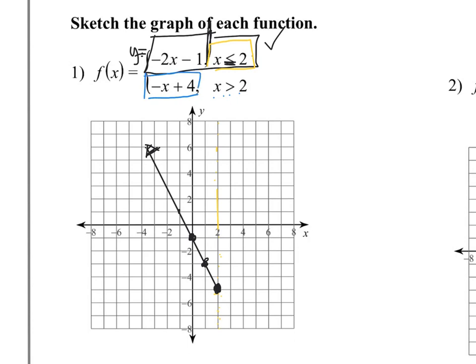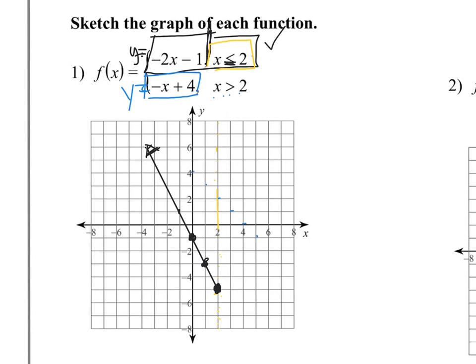So this, again, is just a linear equation. We're just going to plot y equals negative x plus 4. So we want our y-intercept of 4. And then from there, our slope is a negative 1. So down 1, back 1, down 1, back 1, down 1, back 1, and so on.